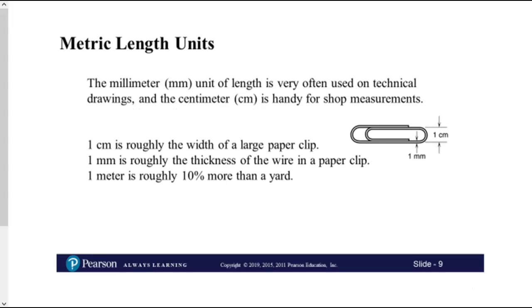And so you'll see that for metric length units and for weight units, they use a paper clip as a standard of kind of comparison. And so a paper clip is about a centimeter wide, and the diameter of the paper clip is roughly about a millimeter. So if you're trying to get an idea of what some of those units look like, if you're unfamiliar with the metric system, then you grab a paper clip.